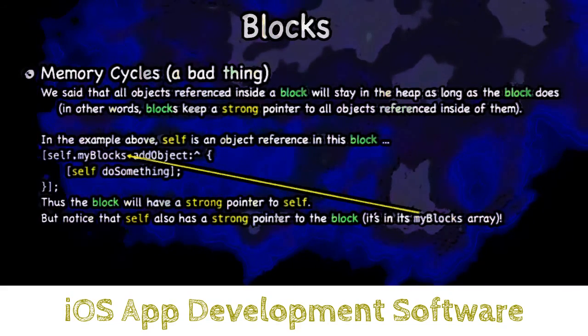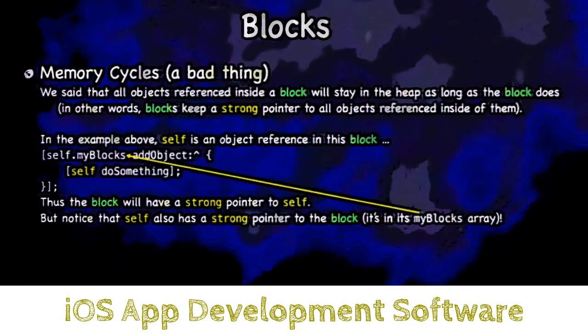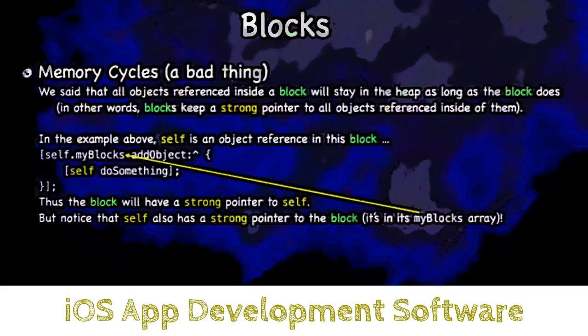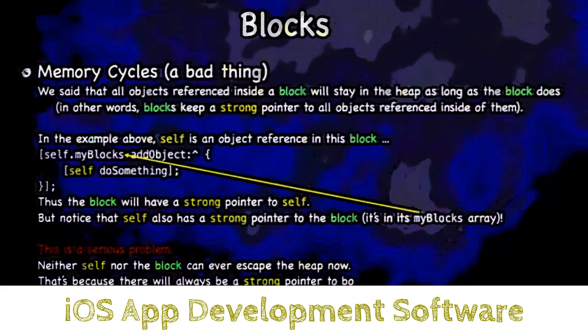Self has a strong pointer to myBlocks, which is an array. The array always holds its things strongly. So now both of them are pointing strongly to each other. The block is pointing to self, self is pointing to the block. Neither of them can ever leave the heap in that situation because there's always going to be a strong pointer to them, each other's, right? One of them can't leave first and make it so there's no pointer to the other because they are keeping each other in. That's called a memory cycle. Okay? And we have to break these cycles. Hey, this is a serious problem. You definitely want to be able to break these cycles.